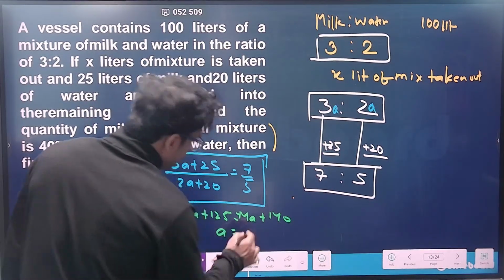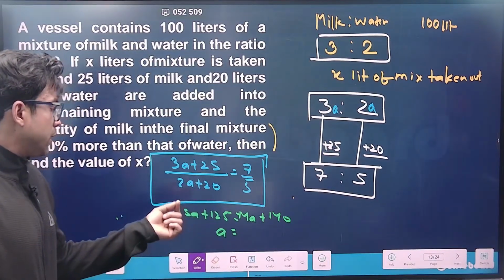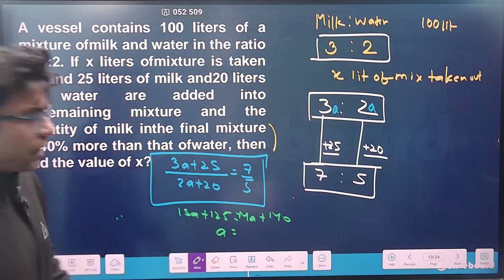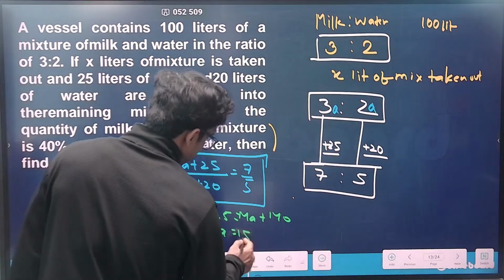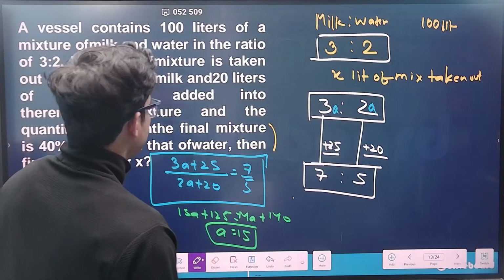So the value of a would be how much? You can say 15a minus 14a, and now 140 minus 125, which is 15. So can I say the value of a would be 15? Correct. While solving it, you will get the value of a as 15. They're asking to find the value of x.